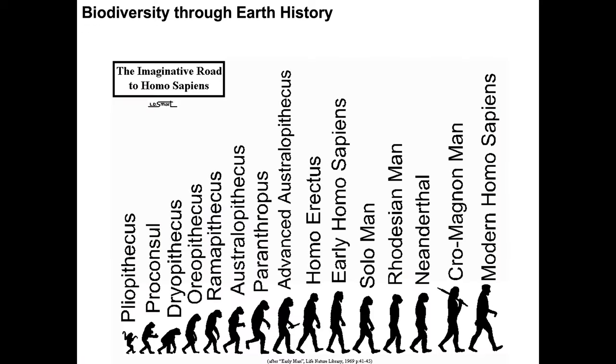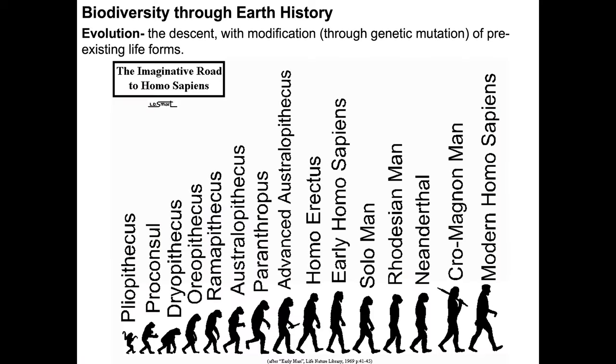When we look at human evolution through history, by definition, evolution is the descent with modification through genetic mutation of pre-existing life forms. Now, we have made some dramatic changes in our appearance since the origin of our lineage. A few million years ago in our lineage, we lost our tail. We no longer needed it for balance to the degree we did before. We had a reduction in the length of our fingers because we weren't using them for grasping and climbing to the degree that we were previously.